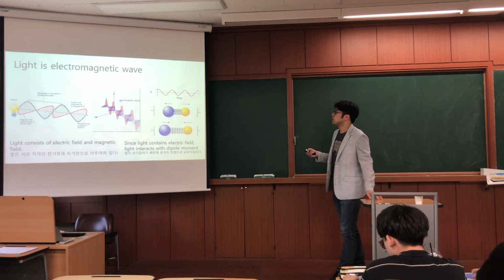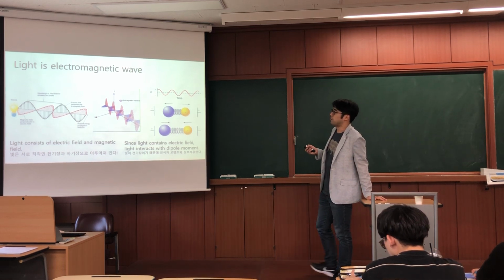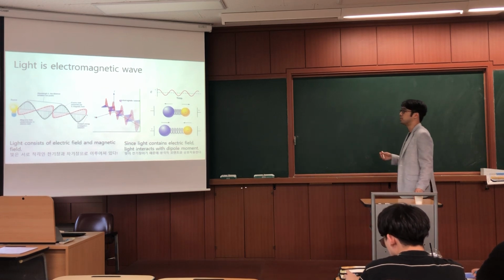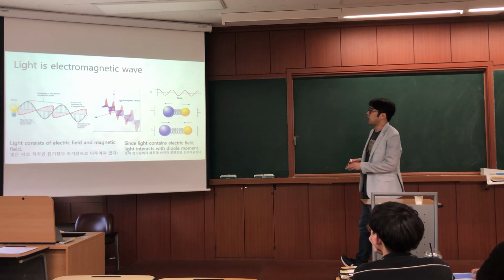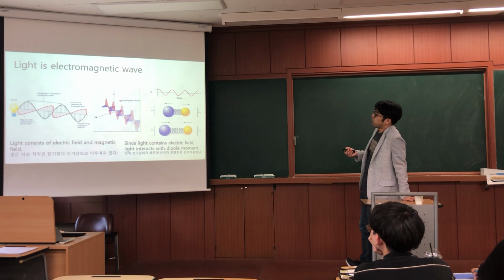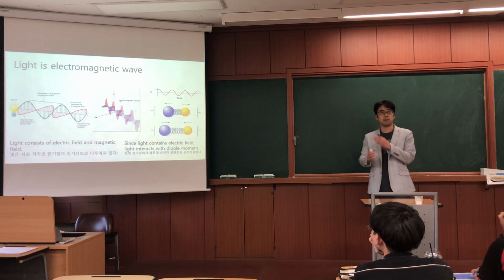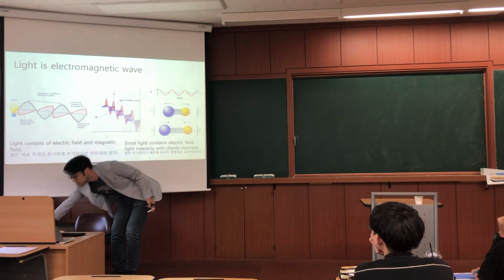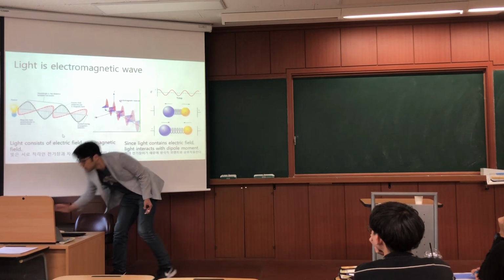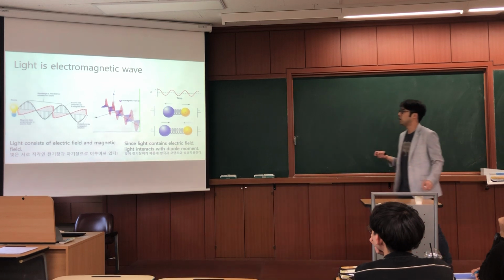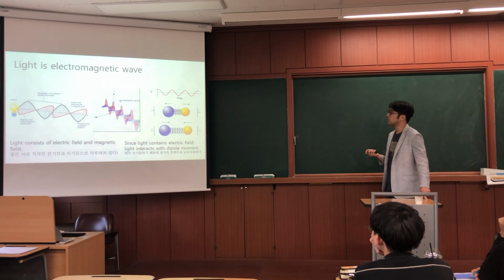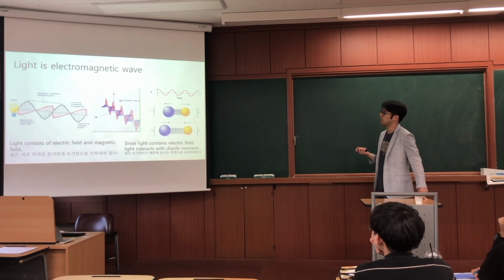So first, light. Light is an electromagnetic wave. That is one of the most fundamental things that Maxwell proved about 100 years ago. As you have already studied, light consists of an electric field and a magnetic field, and they are orthogonal to each other. Here you can think that this red wave is an electric wave, and this blue wave is a magnetic wave.